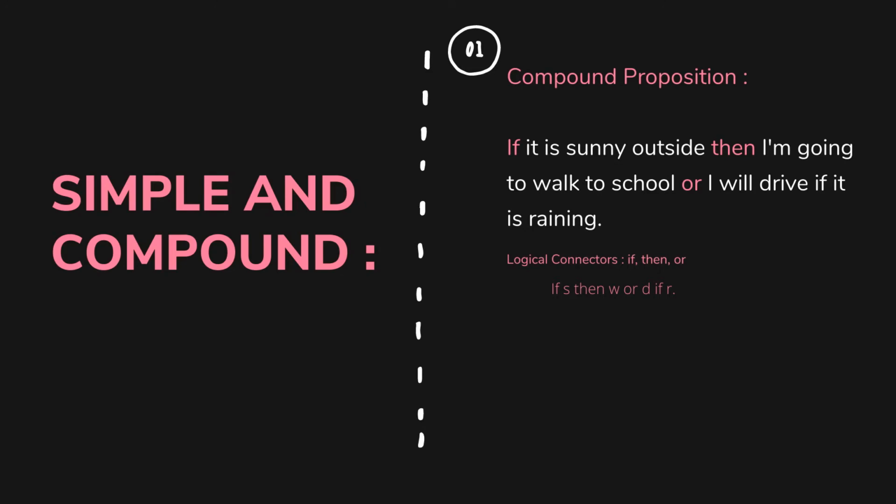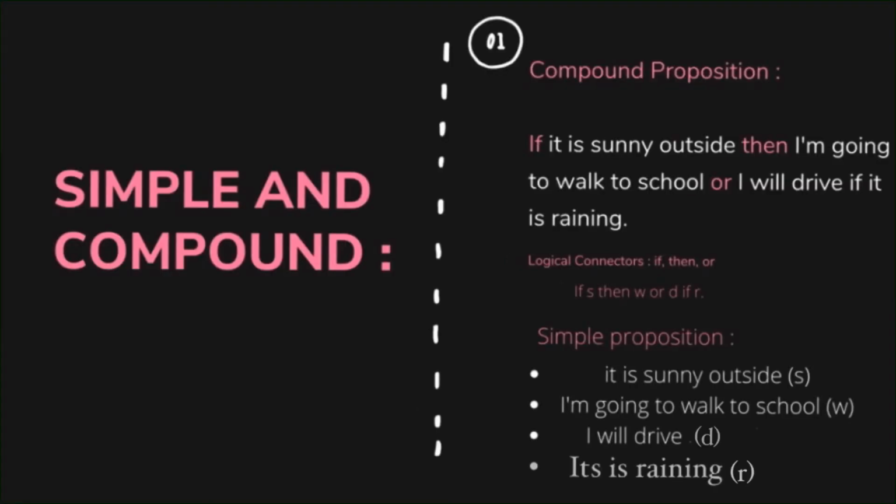Compound proposition: If it is sunny outside, then I'm going to walk to school, or I will drive if it's raining. The logical connectors are if, then, or. When we put it in symbols, if S, then W, or D if R. Connecting to the simple propositions, the S is it is sunny outside, the W is I'm going to walk to school, the D is I will drive, and the R is it is raining.